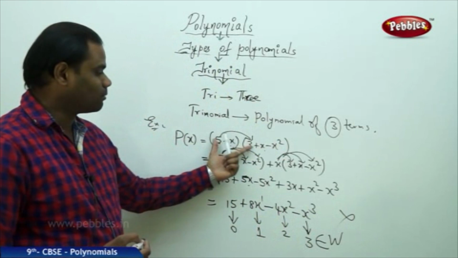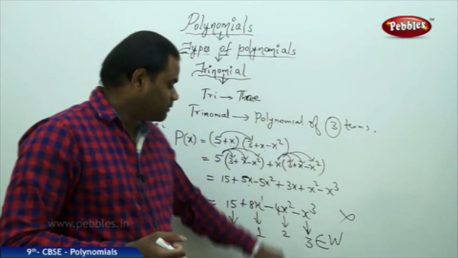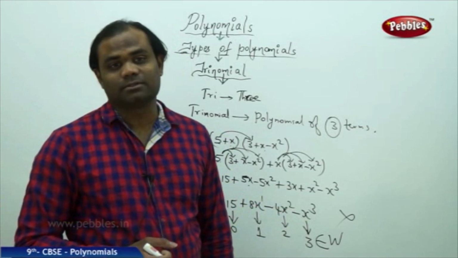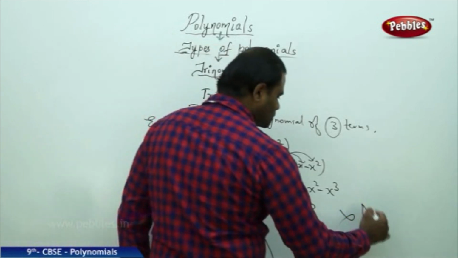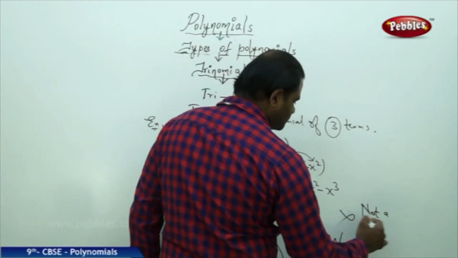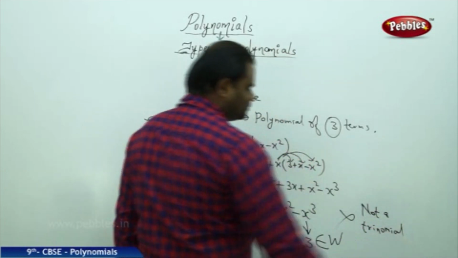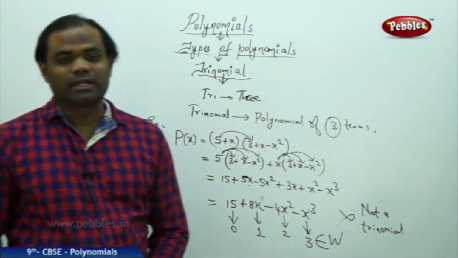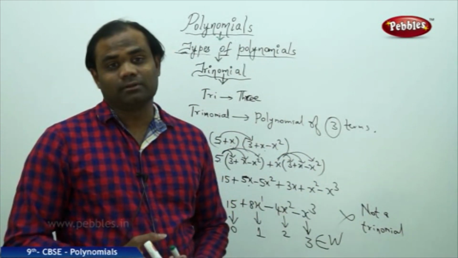The given example problem is not a trinomial. For a trinomial, the most simplified form must have 3 terms. So here we conclude that this is not a trinomial. That is how we understand the concept of trinomial and not a trinomial.